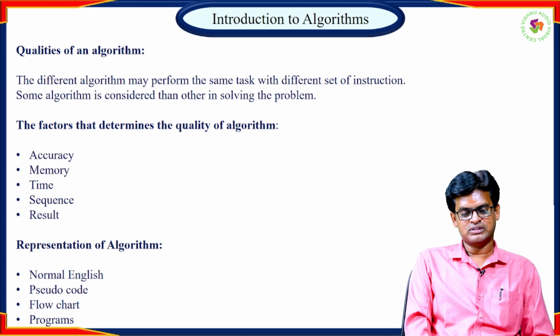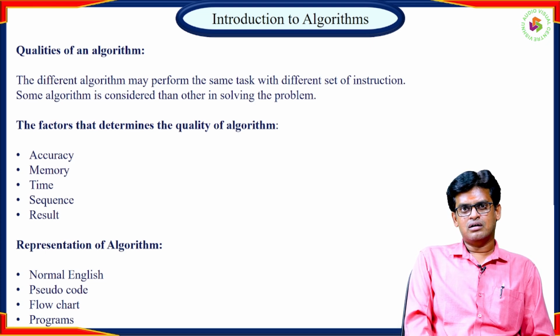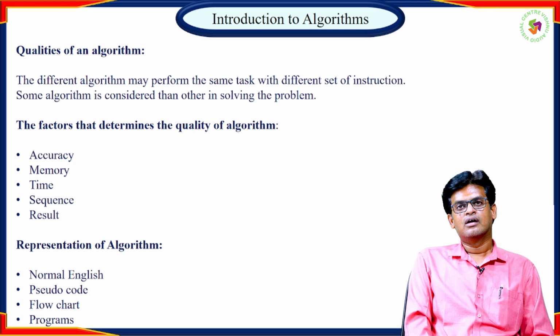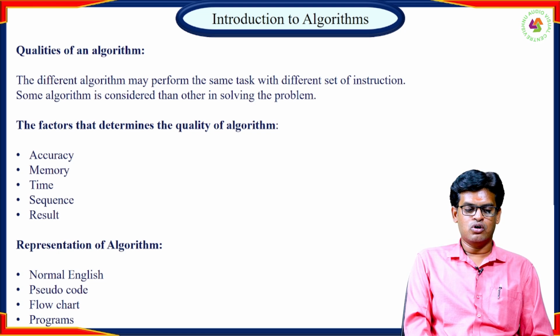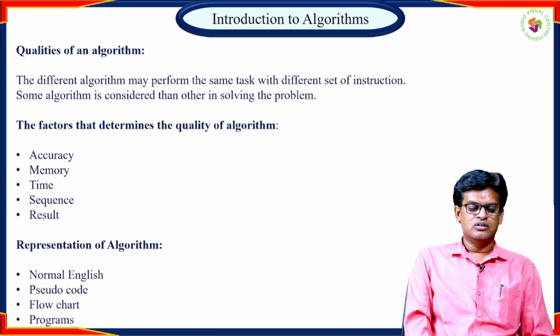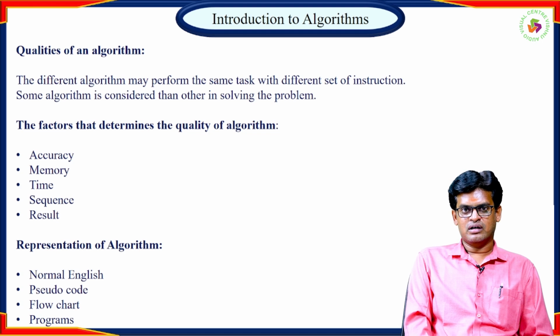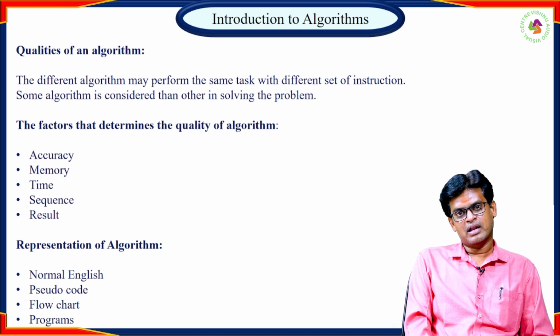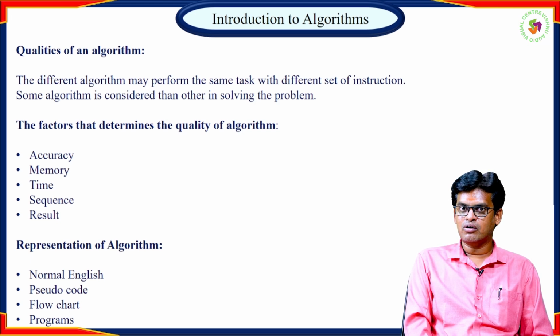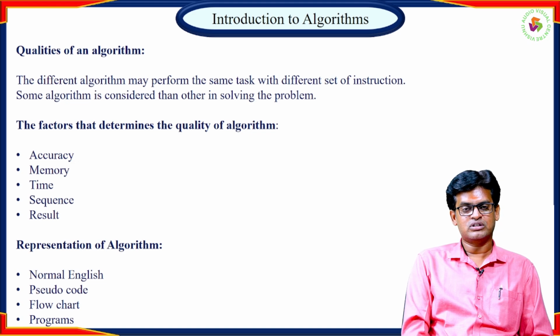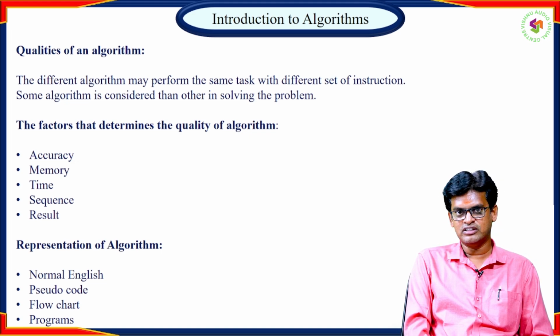Next is the representation of an algorithm. Your algorithm may be represented in several ways. These are the common ways: basic normal English, pseudocode, flowchart, or programs. Normal English should be grammatical, without mistakes, and should follow the sequence. Pseudocode looks like programming, but it is not actual programming, so we cannot execute pseudocode.